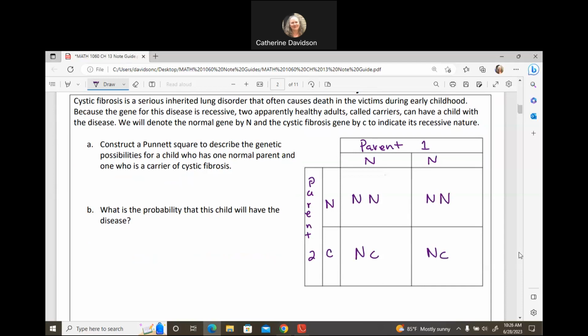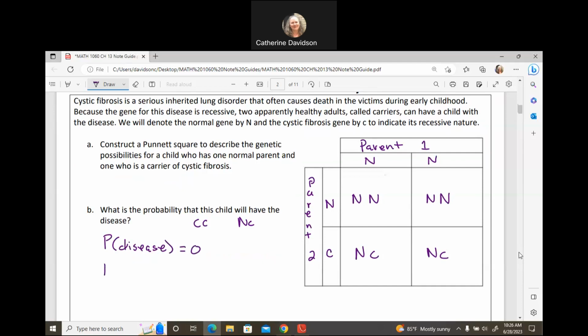So what is the probability the child will have the disease? In order for them to have the disease, they have to have the cc. If it's Nc, they're just a carrier. Okay. So the probability the child has the disease is going to be 0.